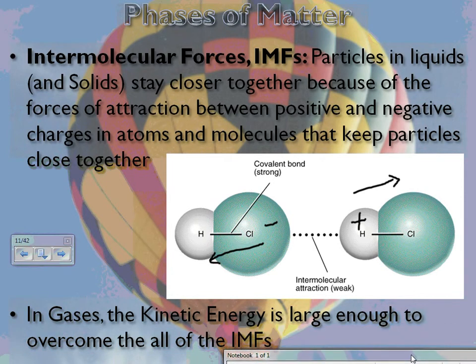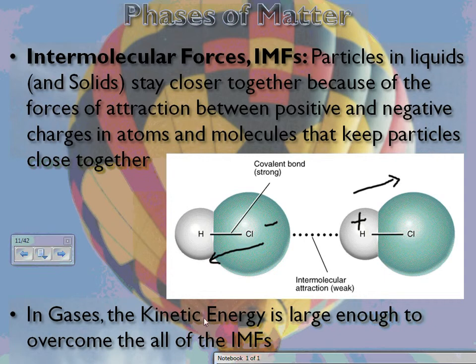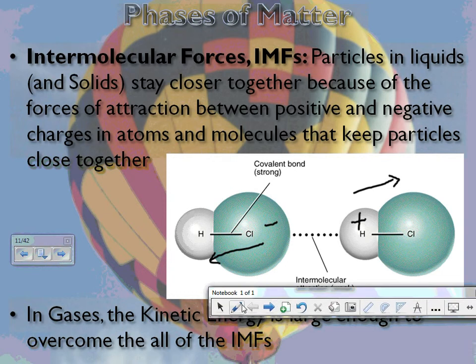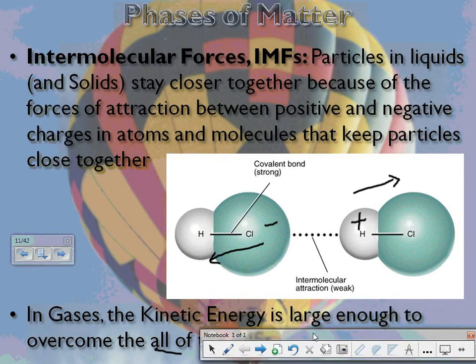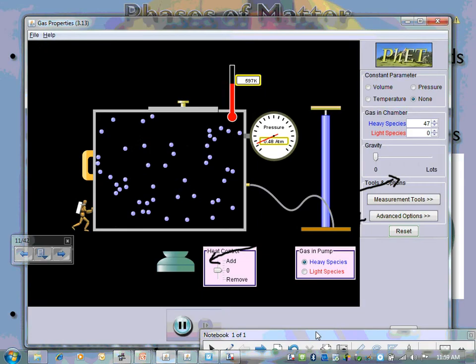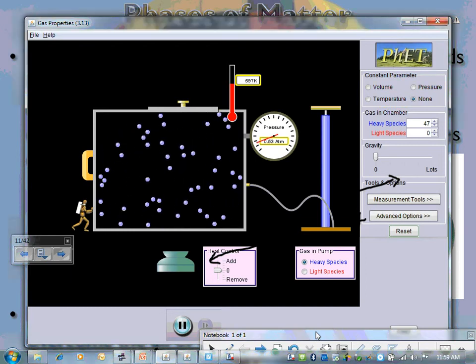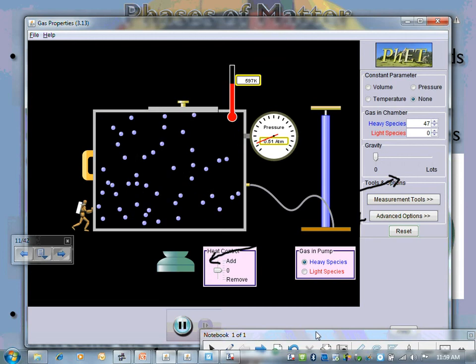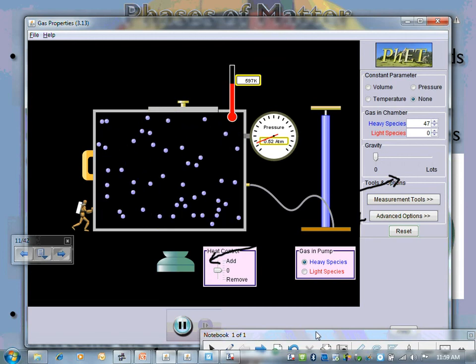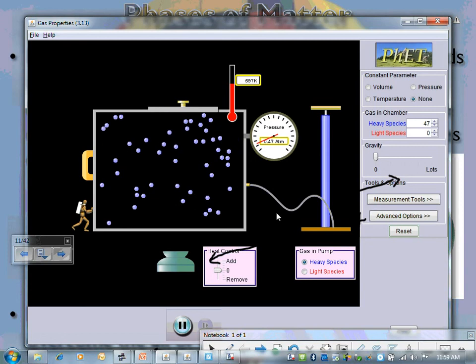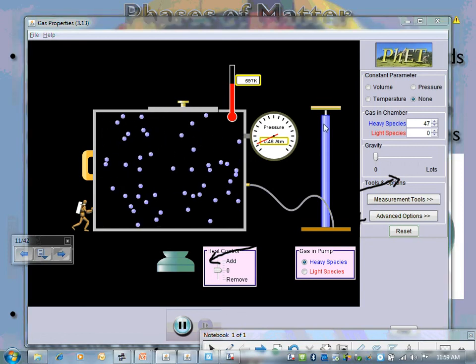And for gases in particular, the kinetic energy is large enough to overcome all the IMFs. So we have no IMFs left in the gas, and those particles have no attraction for one another, they just bounce around each other. They never stick. So there's our gas particles again. They just bounce right off and keep on colliding with other things. In fact, the gas particles in the air right now are colliding with your body about 1 billion times a second. Oh, wow.